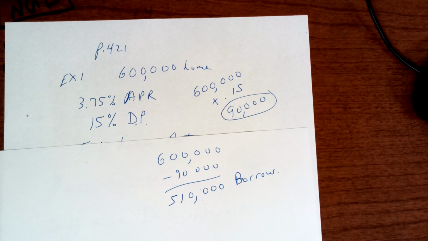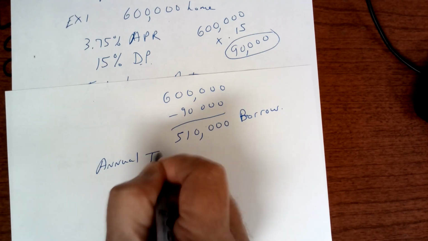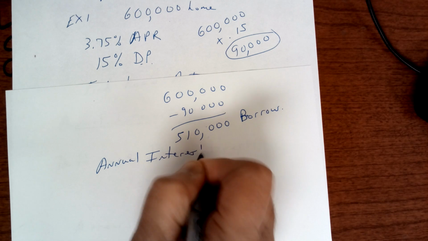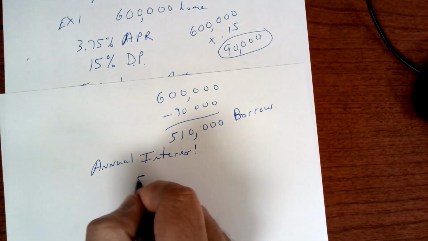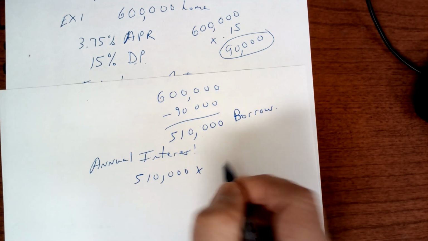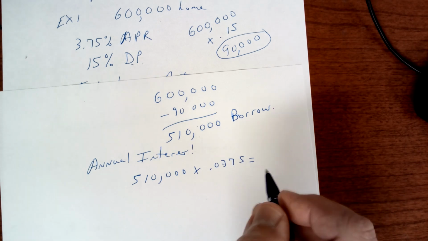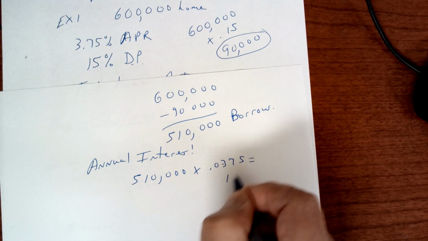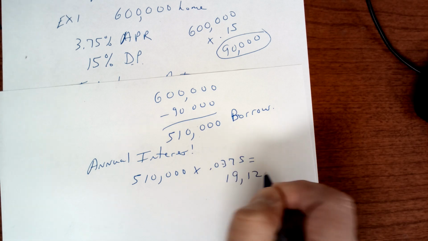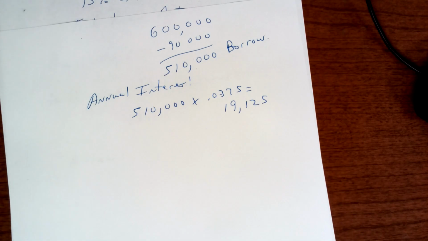Okay, now it says to calculate the annual interest. So write this down, annual interest. To do that, you're going to take the amount that you borrow times the interest rate, which is 0.0375. Okay? I'm reading this right out of the book. So the annual interest is $19,000. So when you buy this house, you're going to be spending $19,000 a year on interest.